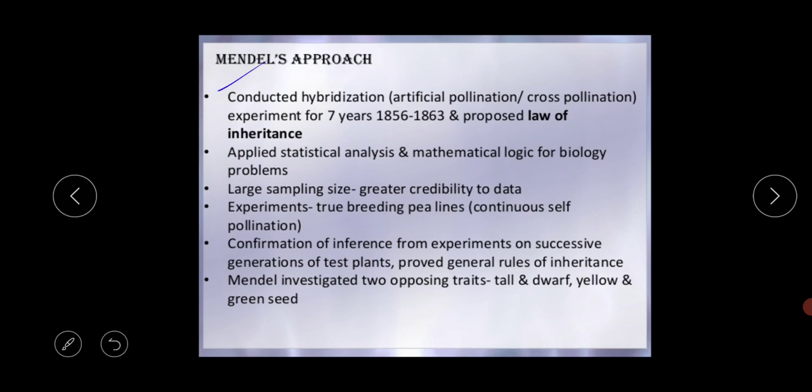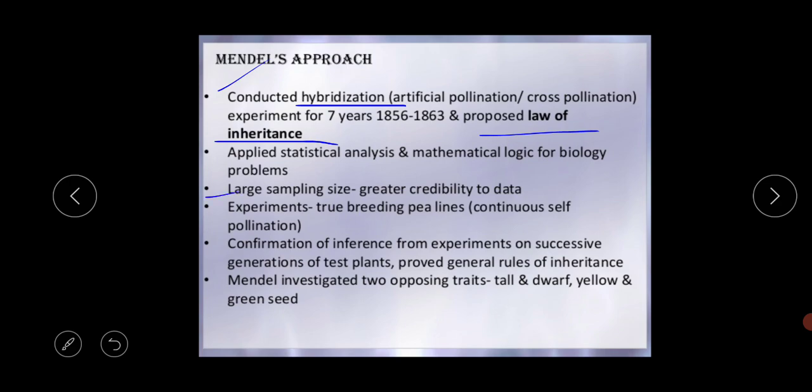So what is Mendel's approach? He conducted hybridization experiments, like artificial pollination or cross pollination, because this is called hybridization. He experimented for 7 years, as I have already told, from 1856 to 1863, and proposed the law of inheritance. He applied statistical analysis and mathematical logic to biology problems.